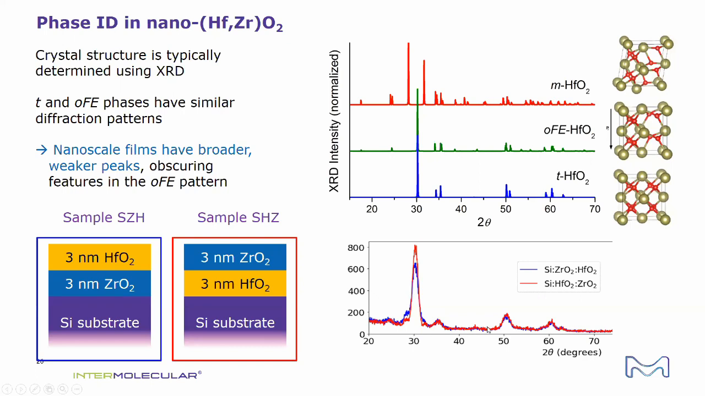So throughout the rest of this talk, I'm going to focus on these two structures. One of them I'll call sample SCH, which has our silicon substrate, then 3 nanometers of zirconium oxide, and then 3 nanometers of hafnium oxide, so silicon, zirconium, hafnium. And then the opposite configuration of hafnium zirconium oxide, where we have the hafnium oxide sandwiched between zirconium oxide, which has a free surface, and the silicon substrate.